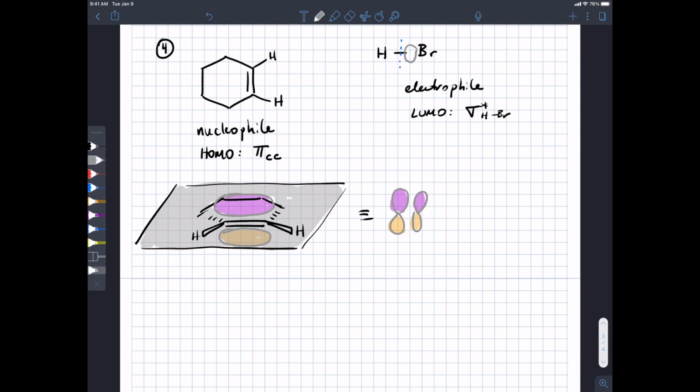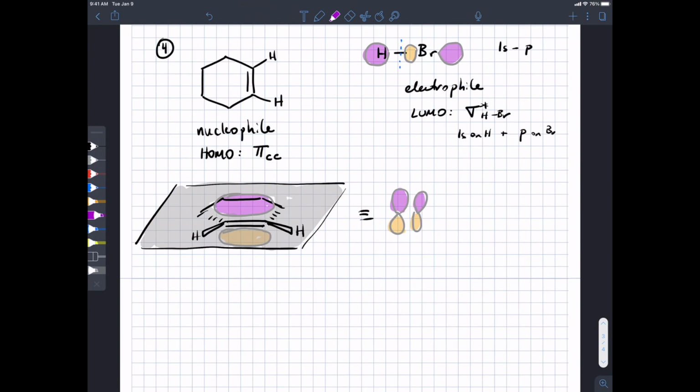On this side, we'd have a small lobe and then a larger lobe on the back side. This sigma bond between hydrogen and bromine comes from perhaps a p orbital on bromine with a 1s orbital on hydrogen. And here we're going to do the out of phase combination to give us the antibonding orbital. And so that's going to sort of look like this, with a node in between the hydrogen and the bromine.